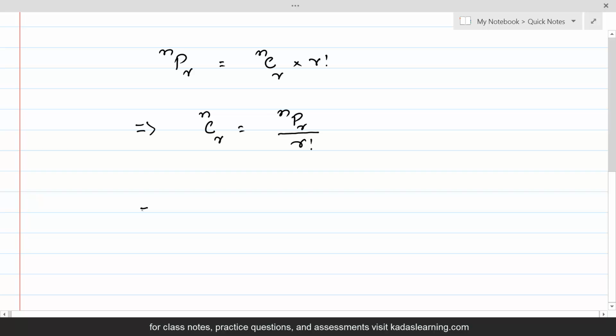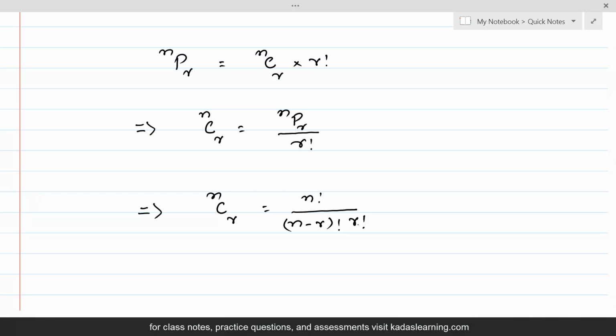And if we substitute NPR by its formula, this would be N factorial divided by N minus R factorial times R factorial. So this is how we can calculate NCR.